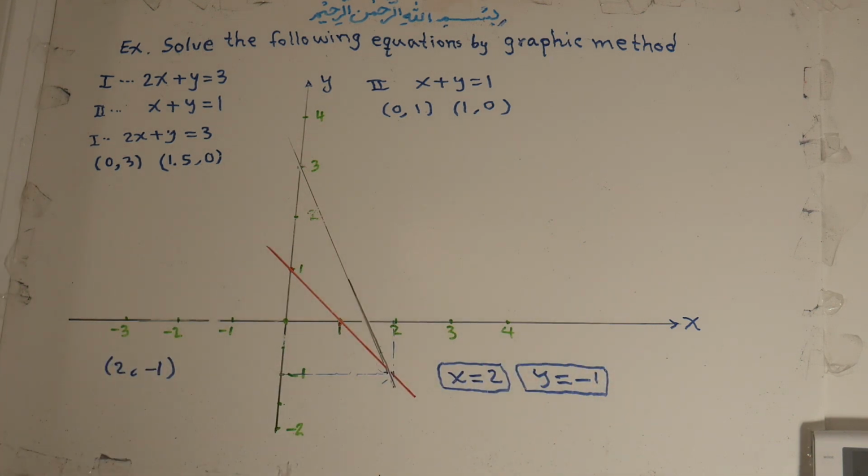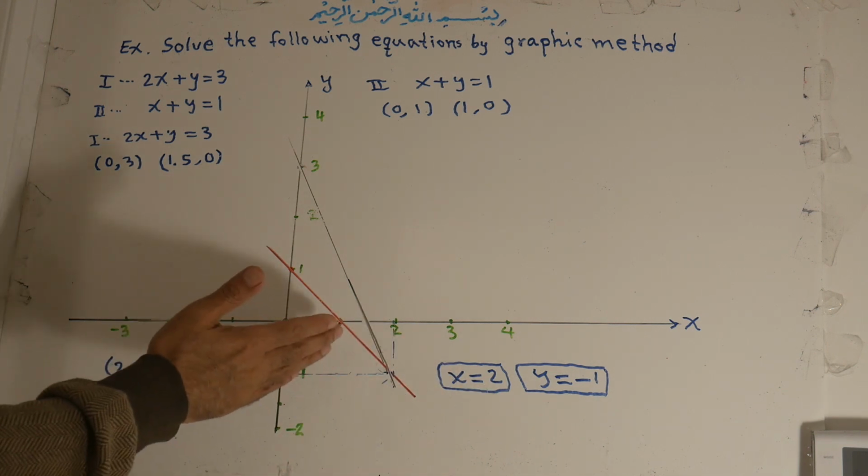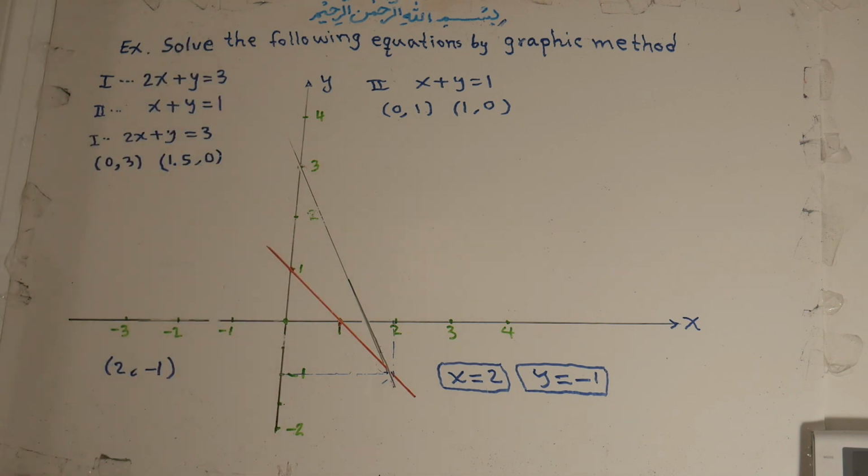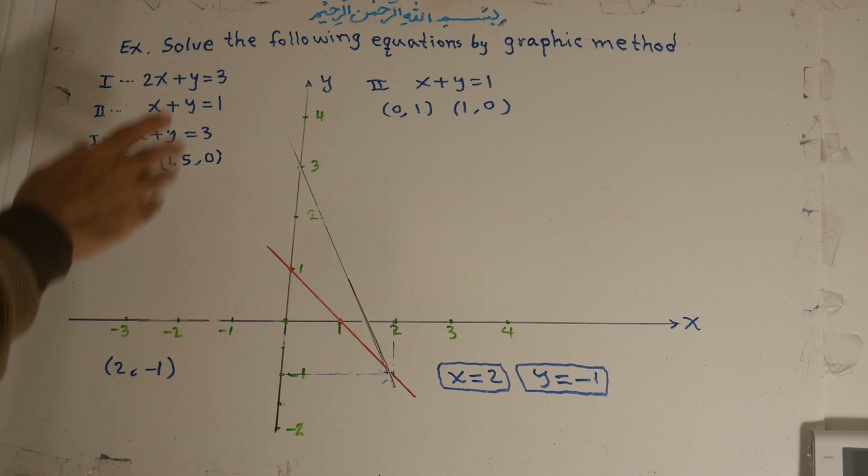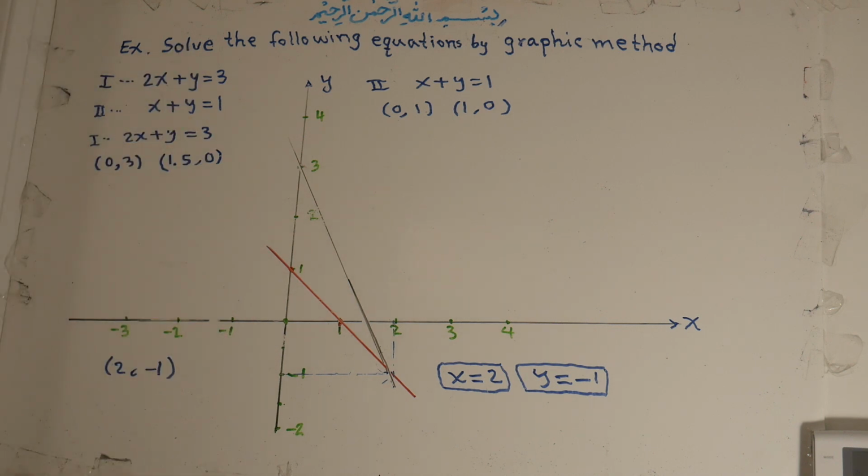Now, if we solve the same equations by, for example, the determinant method or other methods, it gives us the same answer. And this graph, if we use graph paper, will be more precise. On graph paper, it will be more precise. I hope this is enough for solving simultaneous equations by graphic methods.